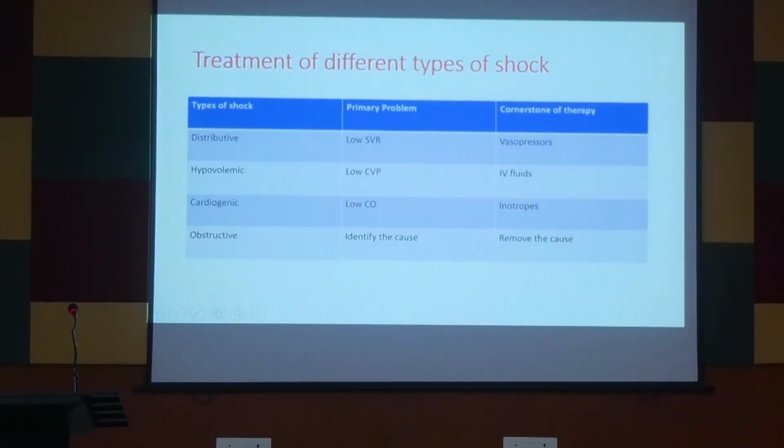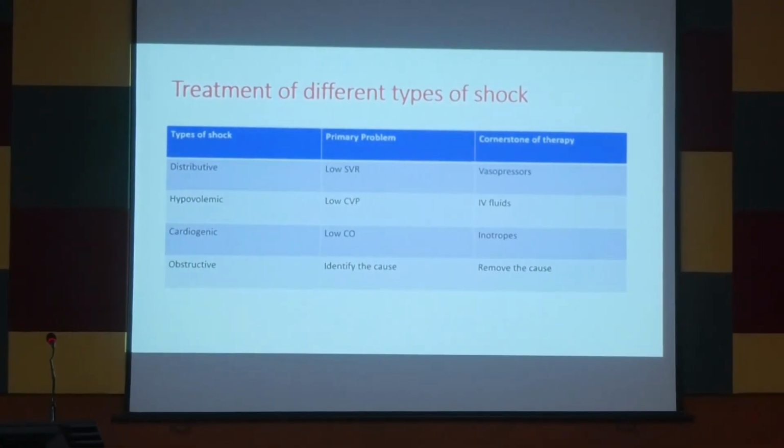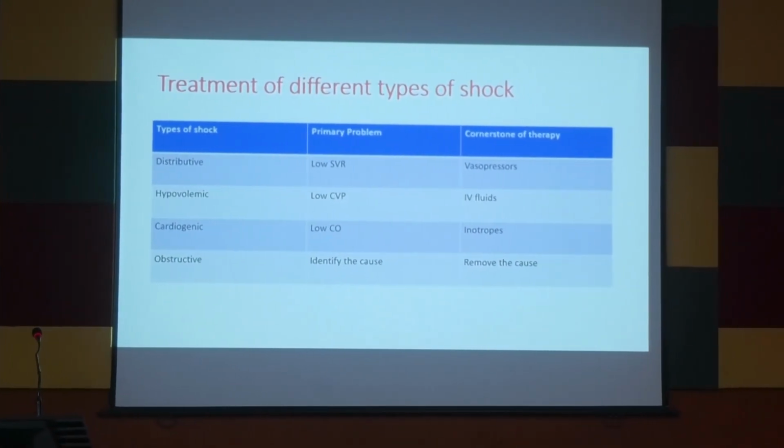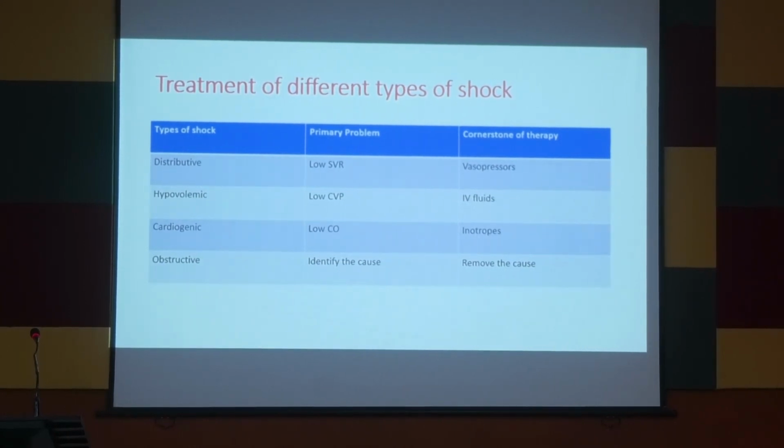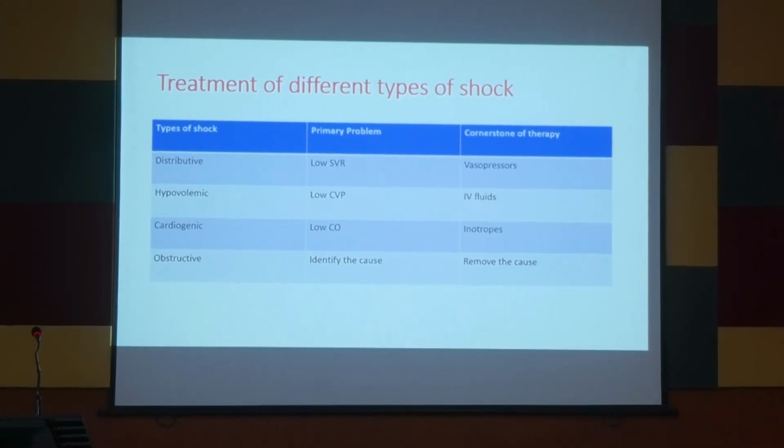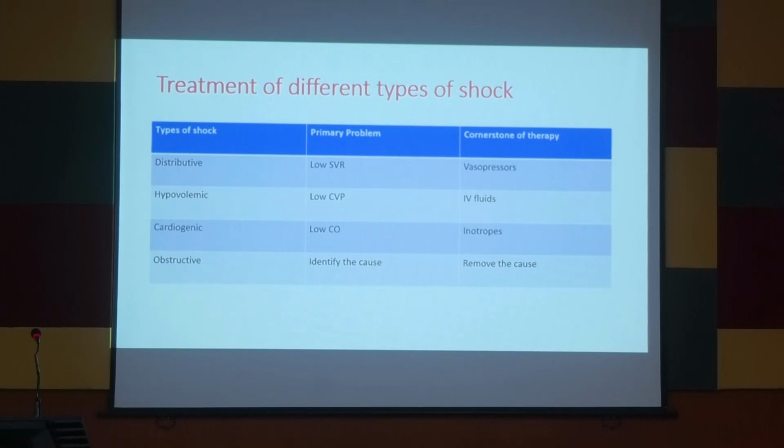So you know the basic pathophysiology of the four types. In one word, distributive means vasodilatation. So SVR will come down. So low SVR. What is the cornerstone of therapy? What do you have to give? Vasopressors, so that the vessels constrict and SVR rises. So the cornerstone will be vasopressor.